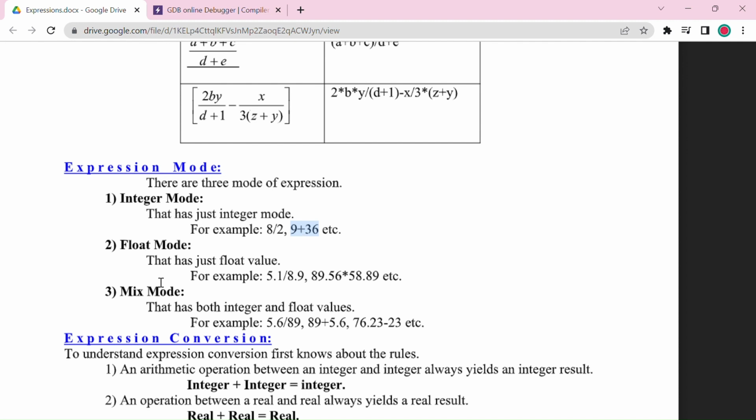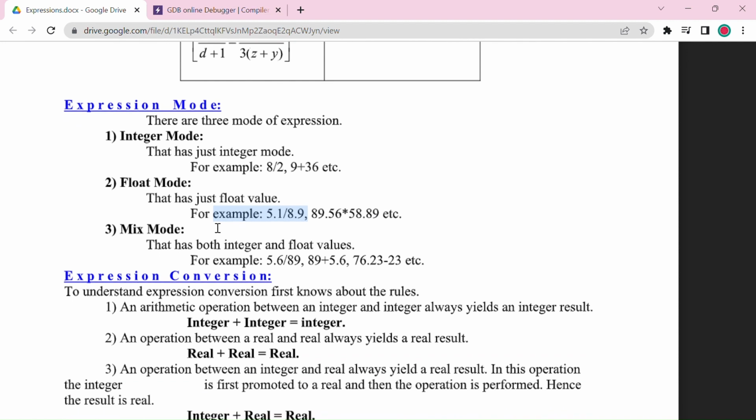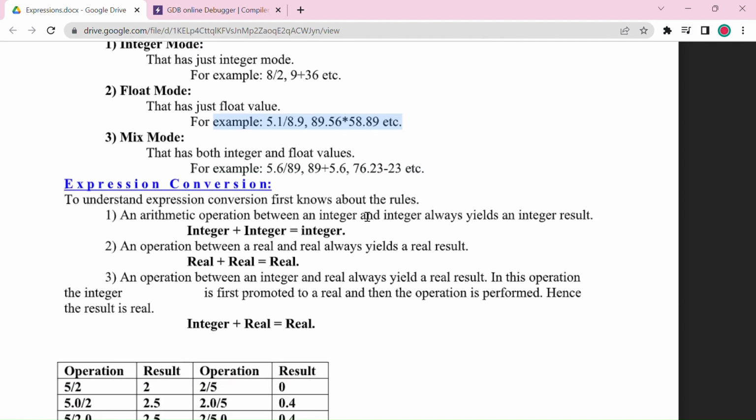The float must have a decimal point, like 5.1 divided by 8.9, or 89.56 multiplied by 58.89, etc. These are the float mode, right? It must have a decimal point using some operands or operations to perform, for example, multiplication, division, addition, subtraction, etc. Okay, now we have a mixed mode. That has both integer and float values. So this is a mixed mode.